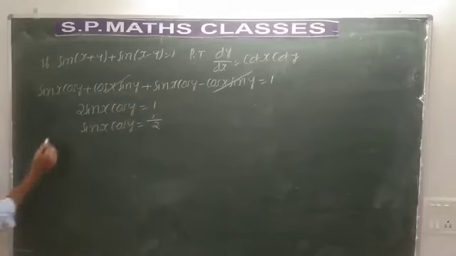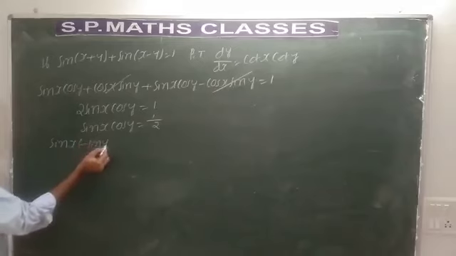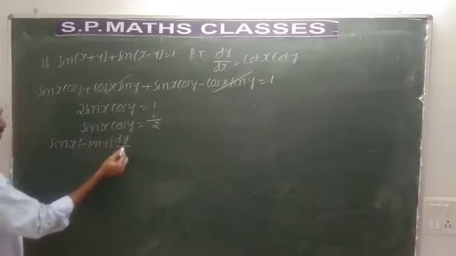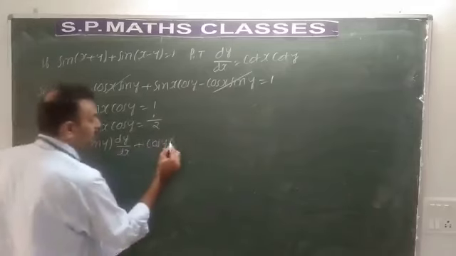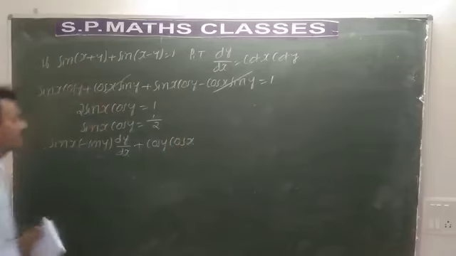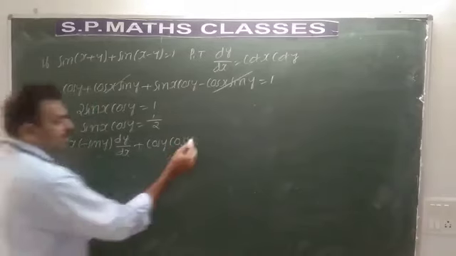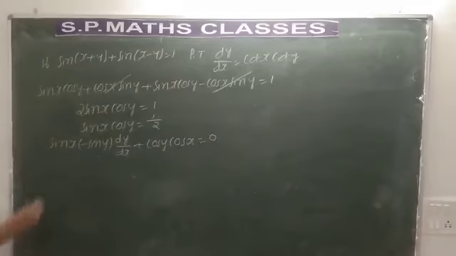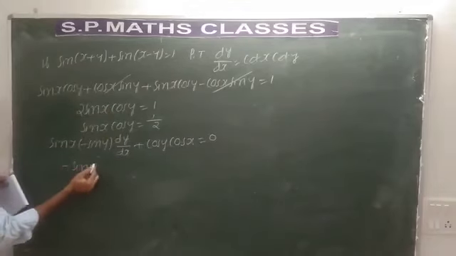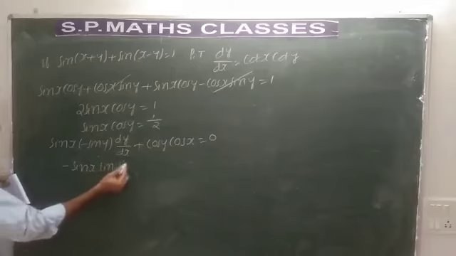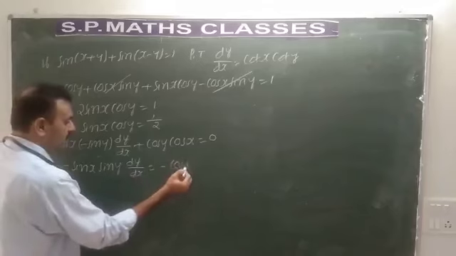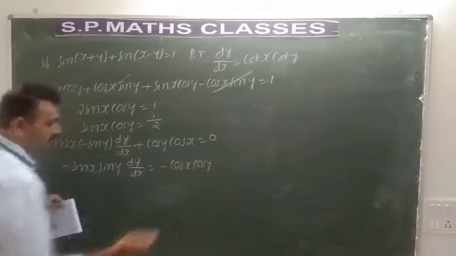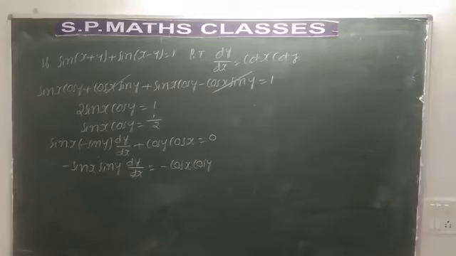Let us take the derivative. First function, derivative of the second, minus sine y into dy by dx, plus second function cos y, derivative of first. What is the derivative of sine x? Cos x. That's equal to 0. So minus sine x into sine y into dy by dx will be equal to minus cos x into cos y.